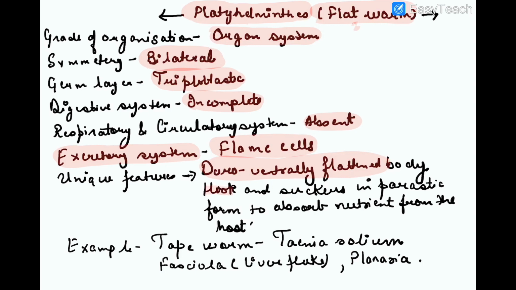They have hooks and suckers in parasitic forms. The parasitic forms have hooks and suckers by which they absorb nutrients from the host. So the parasitic form which lives on the body of the host has hooks and suckers by which it absorbs nutrients from the host. Examples are tapeworm, whose scientific name is Taenia solium, and Fasciola, which is known as liver fluke, and Planaria. Planaria has high power of regeneration.